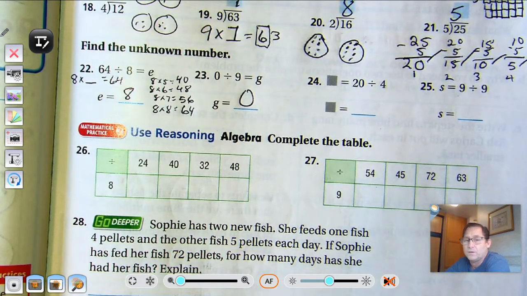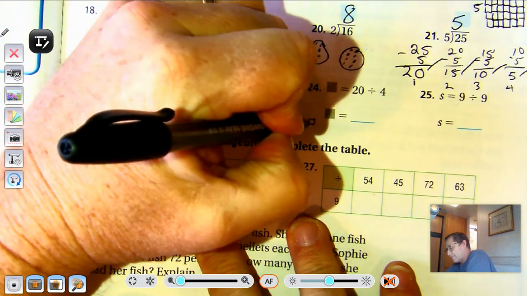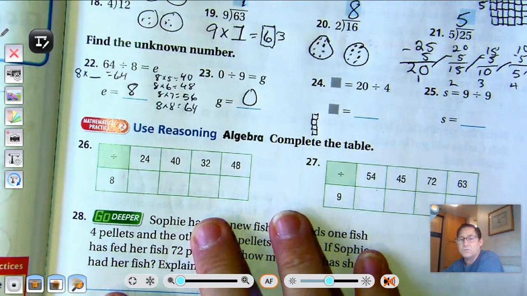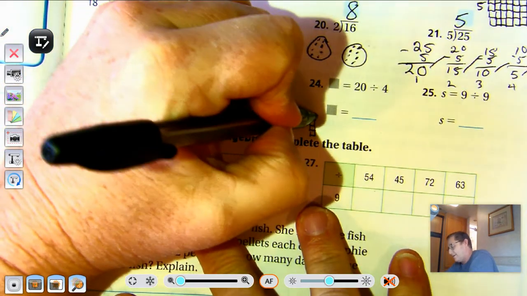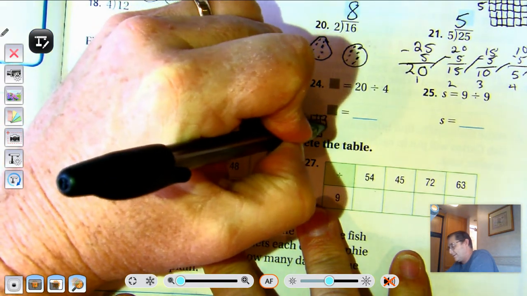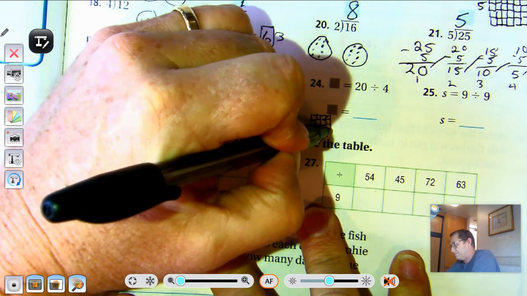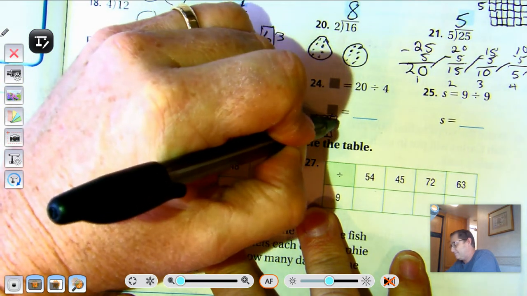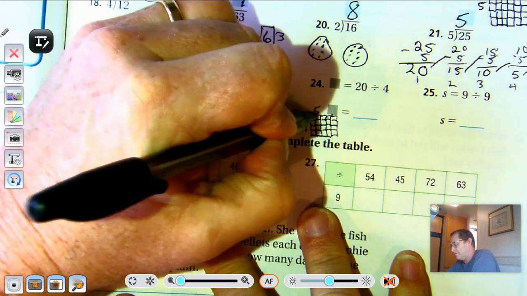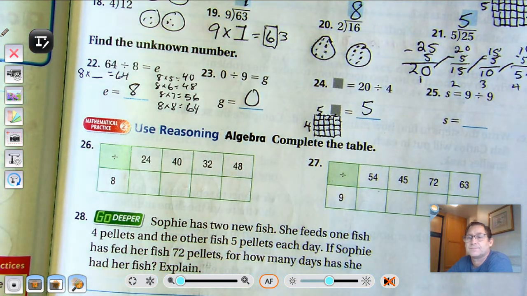20 divided by 4. So let's say I can't figure out 4 times what is 20. I'm going to make an array. I'm going to keep adding to the rows of 4 until I get 20. So 4, 8, 12, 16, 20. So we have 4 rows of 5.